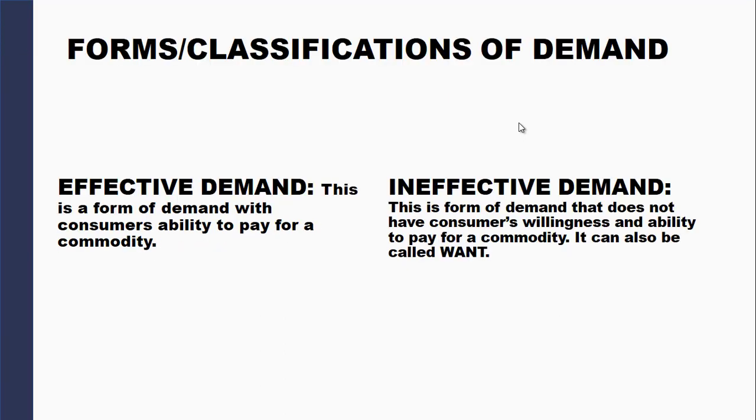Let's look at the other aspect, which is the classification of forms of demand. So we have two classifications of demand. We have effective demand and ineffective demand. Effective demand is a form of demand that has consumers' willingness and ability to pay for a commodity. So if there's willingness and ability of consumers to pay for a commodity, there is an effective demand.